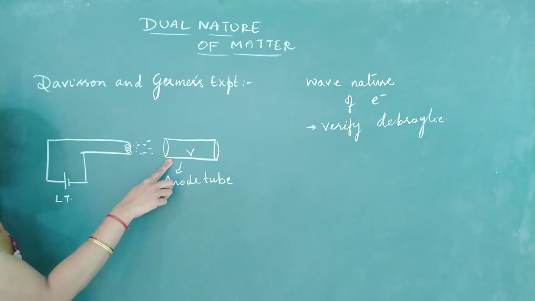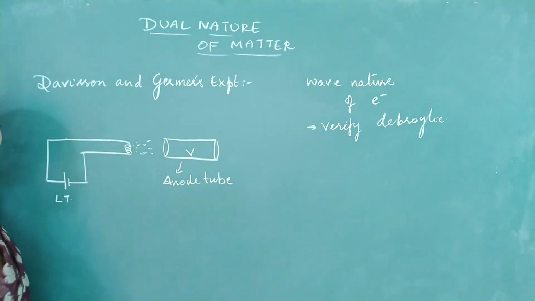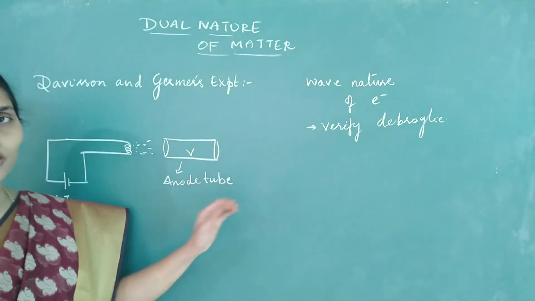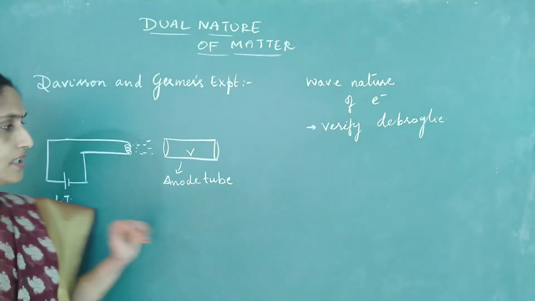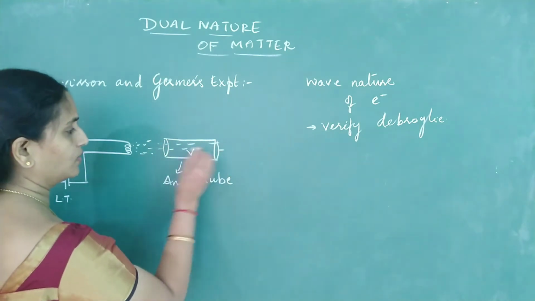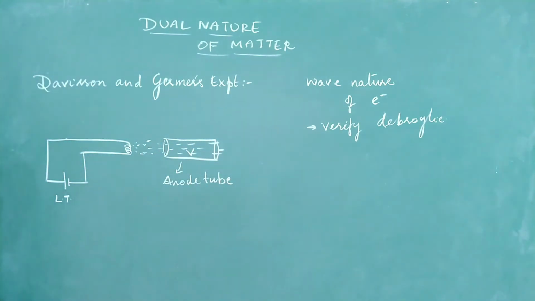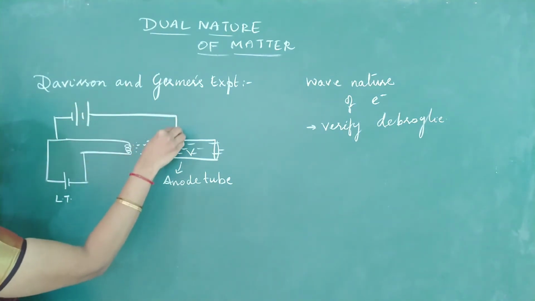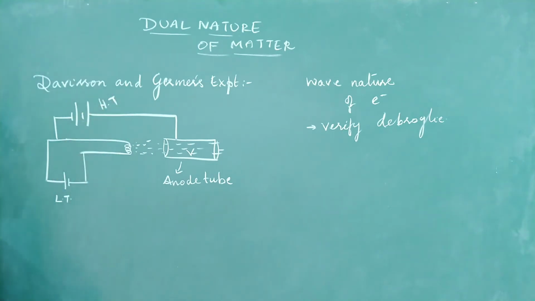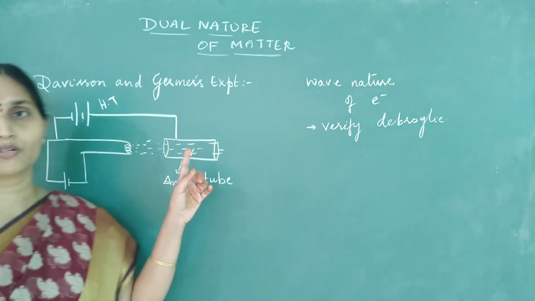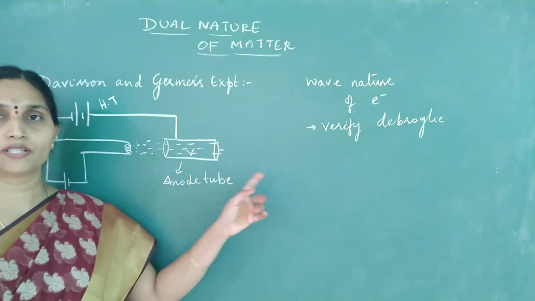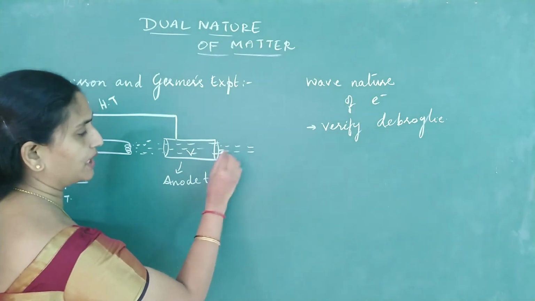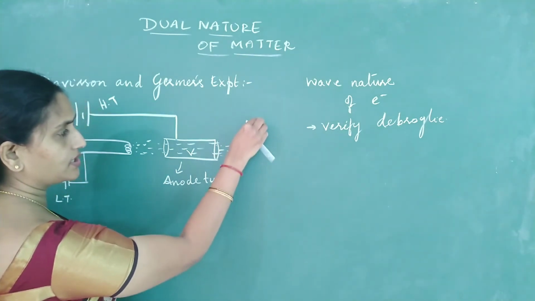This anode tube is maintained at a very high potential. If you maintain it at a high potential, these electrons will pass through the tube and come out as a beam of electrons. We need an electron beam in this experiment, so to get an electron beam, I am using this anode tube. Connect the anode tube to a high tension battery. This is connected to a high voltage battery. You can increase the voltage to a very high value, from 50 to 70 volts or 80 volts and so on. This beam of electrons is made to fall on a heavy metal such as nickel.